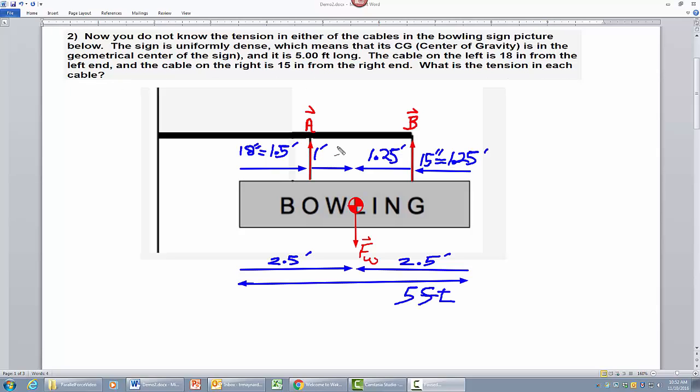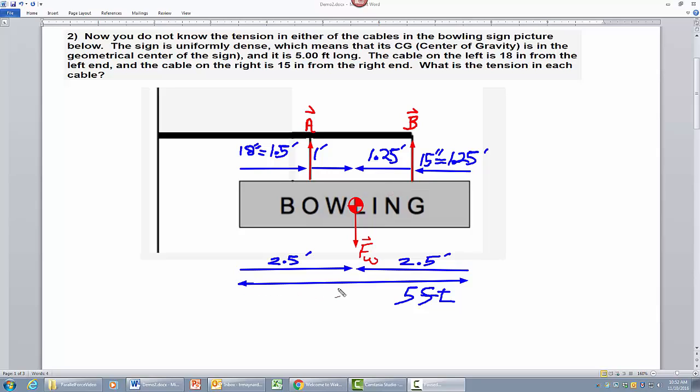If vectors A and B supporting the sign are equally distant from the center of gravity of the bowling sign, where all the weight appears to be concentrated, this is a very simple problem. It would be the case that both vectors A and B support half of the weight. Let's see if that is the case.